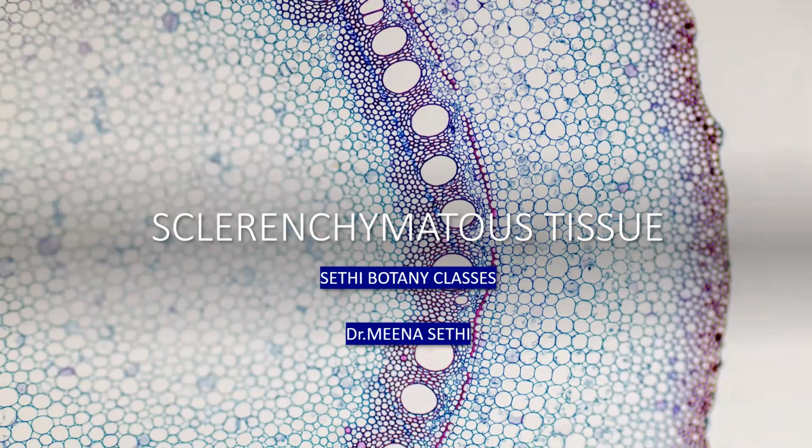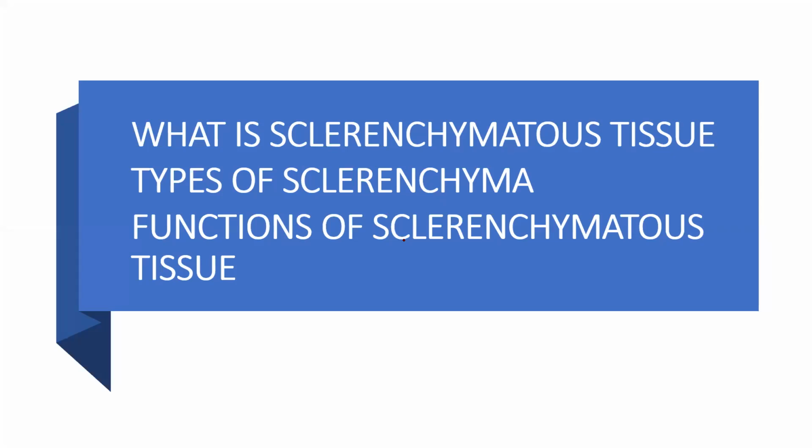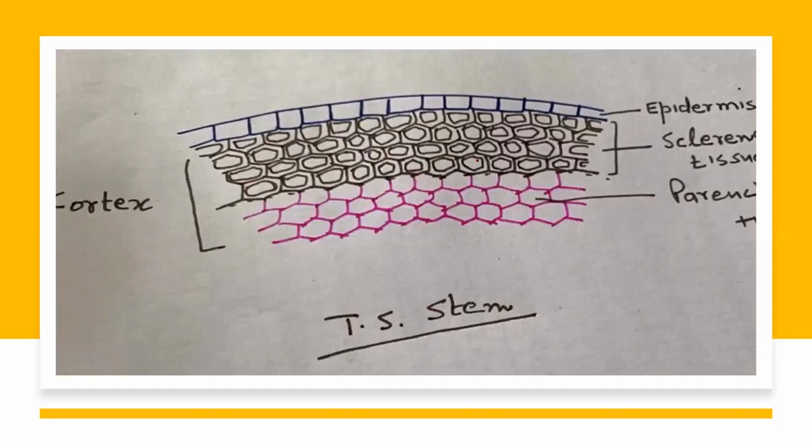This is the third video of permanent tissue. In the first, we studied parenchymatous tissue. In the second, collenchymatous tissue. And this is the third, in which we will study sclerenchymatous tissue. In this video, we will discuss what sclerenchymatous tissue is, what the different types of sclerenchyma are, and what the functions of sclerenchymatous tissue are.